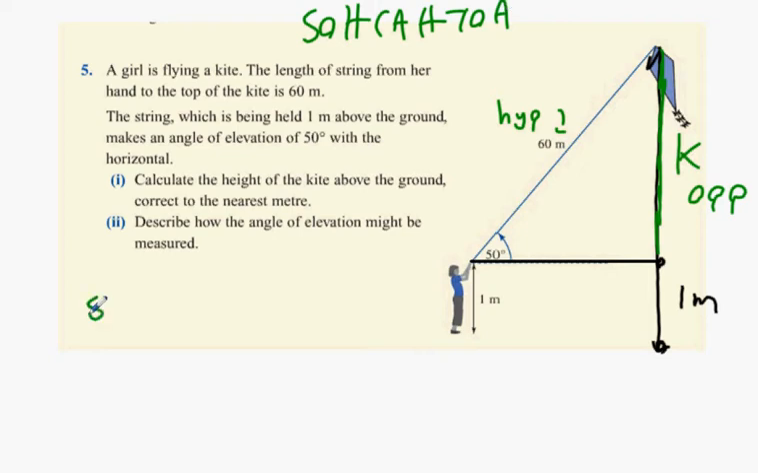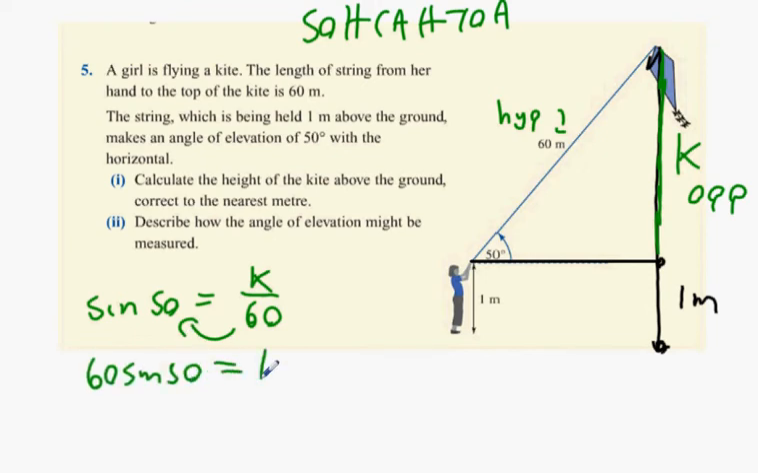So sine 50 equals k over 60. Move up the 60, and what do we get? Move up the 60. So 60 sine 50 equals k. What is k? k is 46 meters, is it? Okay, 46 meters. So 46 meters into the air.